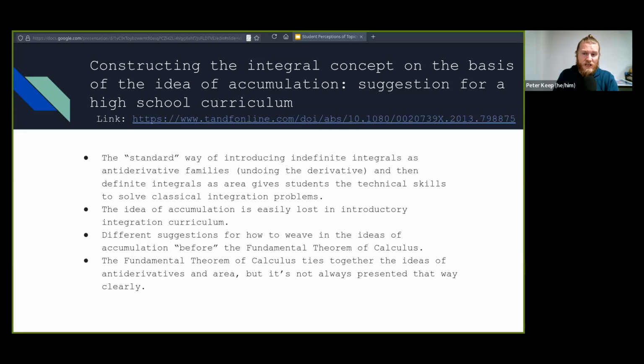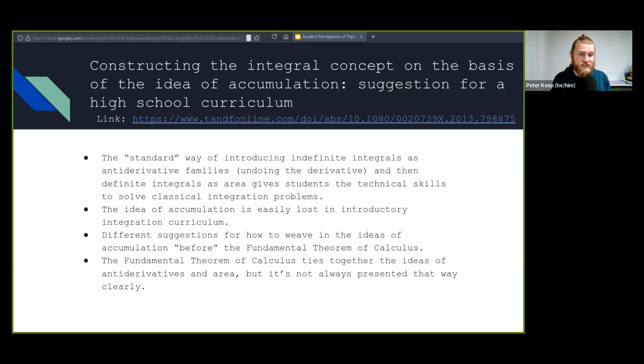The standard way of introducing indefinite integrals as antiderivative families, or this operation that undoes a derivative, and then definite integrals later as area under a curve, is useful in that it gives students technical skills to solve all the types of problems that we want to ask, right? So students can anti-differentiate at the end of Calc 1, they can construct a Riemann sum, and they can evaluate a definite integral. But what they noticed in this paper is that the idea of accumulation in general was really easily lost in this kind of structure. There wasn't that nice theme tying things together.